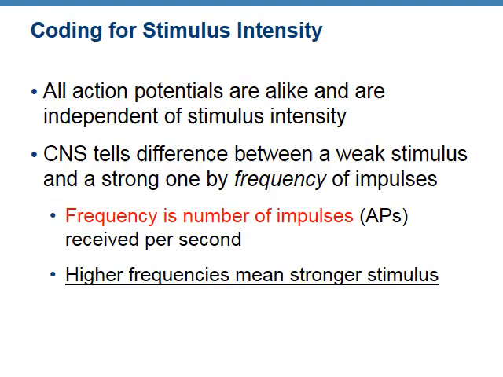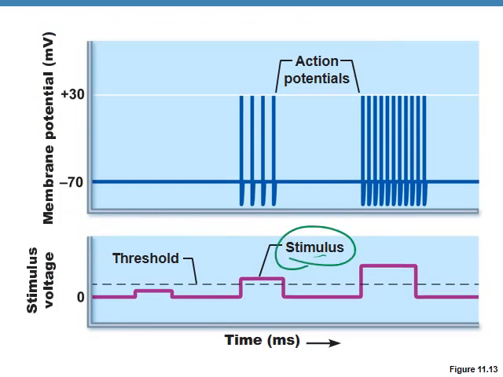How does your brain, how does your central nervous system, tell the difference between a weak stimulus and a strong stimulus? Basically, it's going to look at the frequency, or the number of impulses, that are being received. The higher the frequency means stronger stimulus. Basically, the stronger the stimulus, the more action potentials are created.